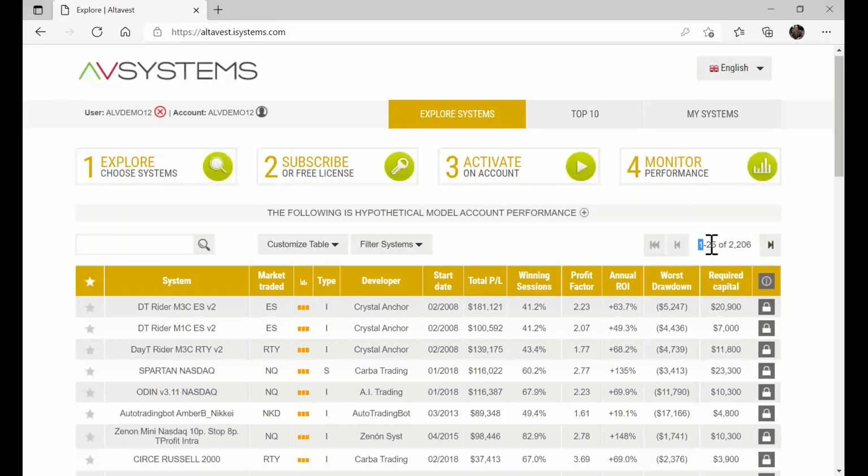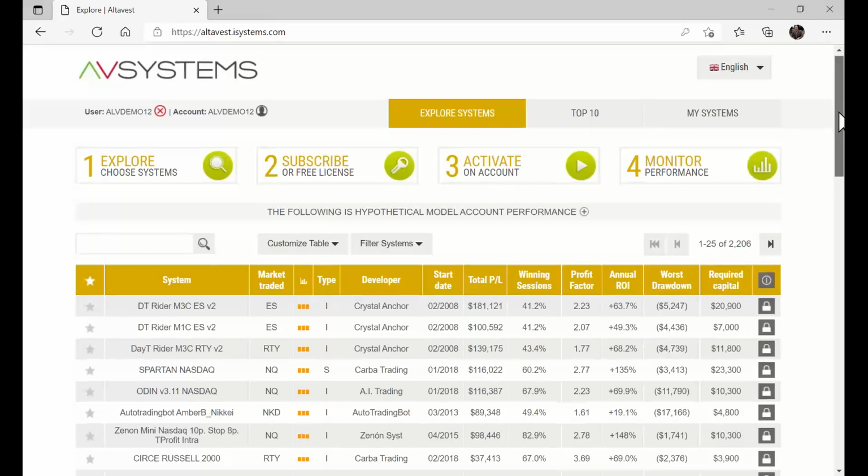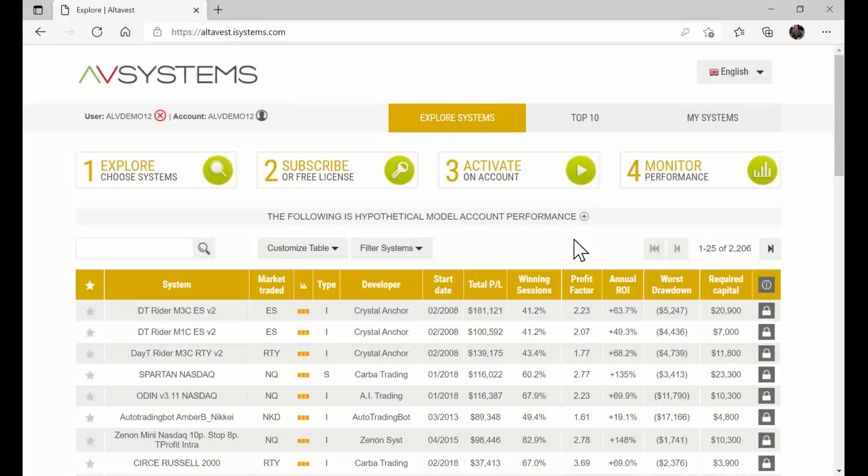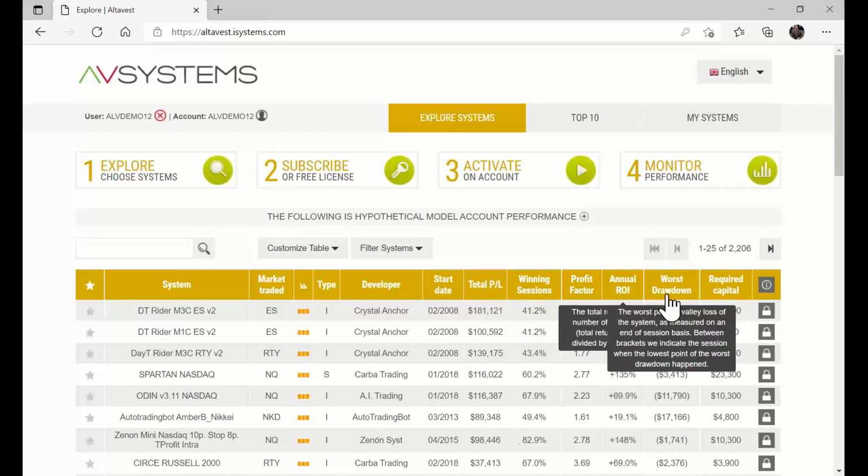You can see right away we're looking at the first 25 out of 206 available, so that's a lot of algos, and I'll show you how to filter and kind of synthesize that and boil that down to maybe just a handful. But before we do, you'll see this table. This is interactive here, and you can sort the table.